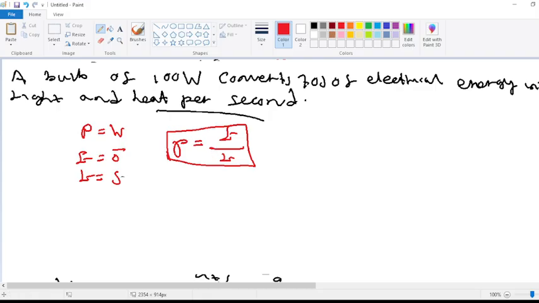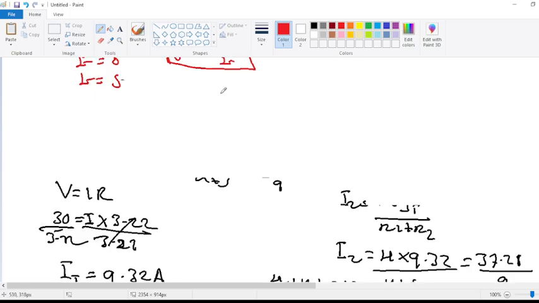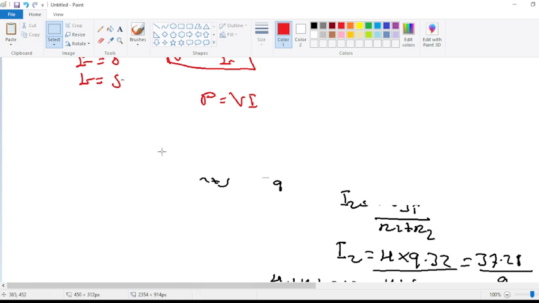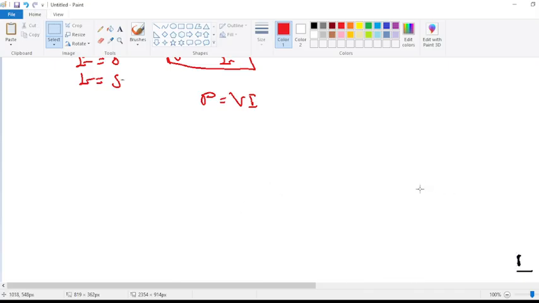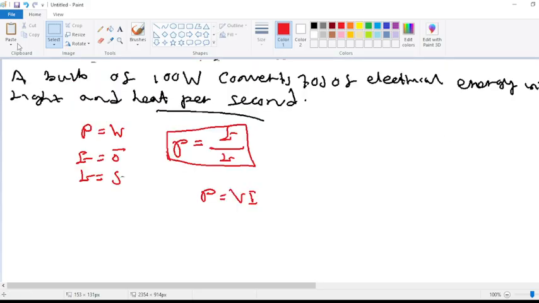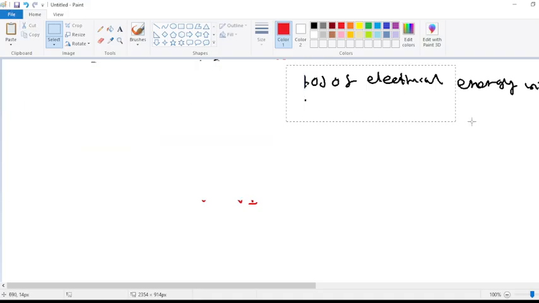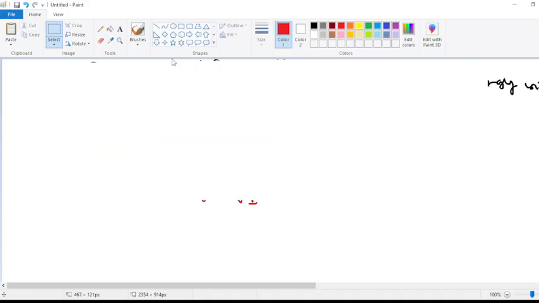Since we know that this is the formula that we can use for power, or power is equal to voltage multiplied by the current, even this one works. Since now we know the formulas that we can use, let's try to look at this example and see what we can solve from this. Let me erase this. Okay, let me use the bracket.